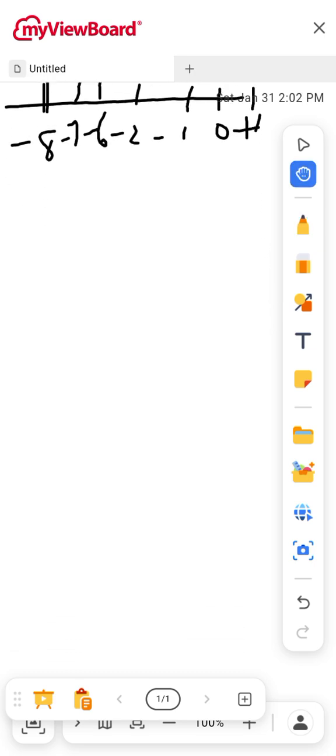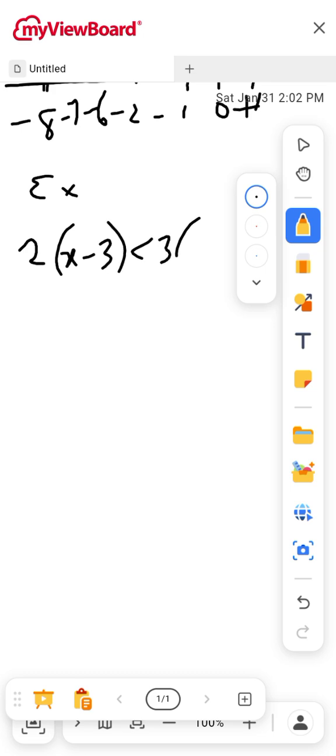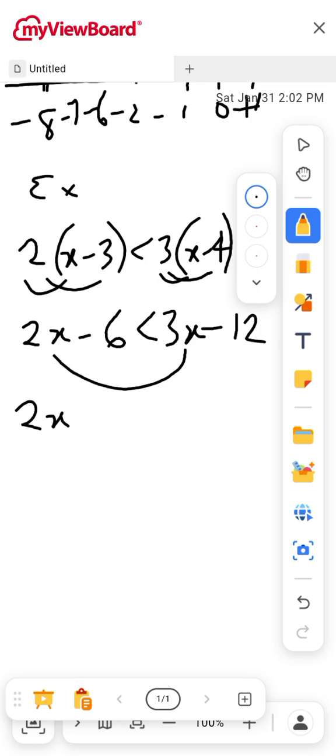Okay, having understood that, sometimes you can have brackets. Let's say you have 2 into brackets x minus 3 less than 3 into brackets x minus 4. You are asked to solve. So you open up your brackets: 2x minus 2 times 3 is minus 6, less than 3x, 3 times minus 4 is minus 12. Okay, so we collect like terms, those things that look alike. This one can come to this side: 2x minus 3x less than, what do we have at home?